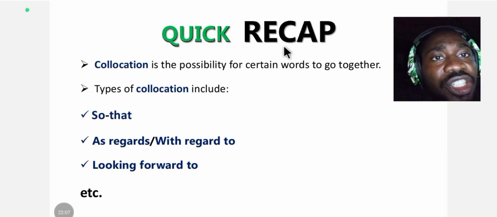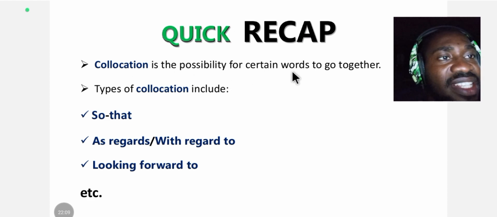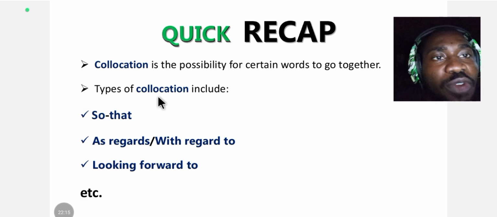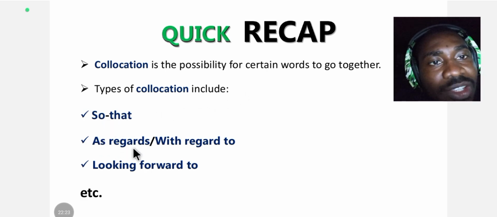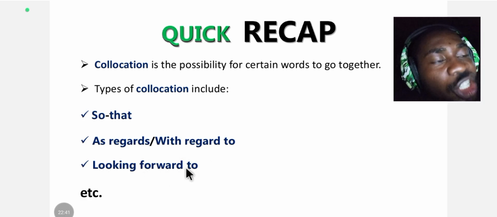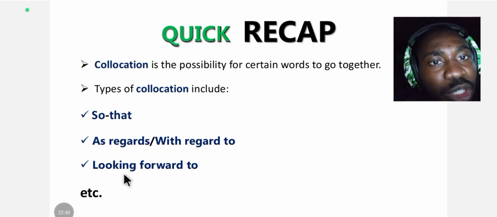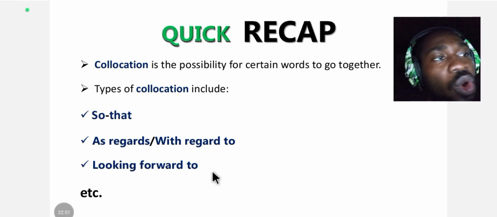A quick recap of this lecture says collocation is the possibility for certain words to come together. The tendency of words to come together is collocation. Types of collocation include so, that: so collocates with that. As collocates with regards. With collocates with regard to. Looking forward to collocates with a gerund and not a verb. A gerund and noun can be collocated with looking forward to, and so on and so forth.